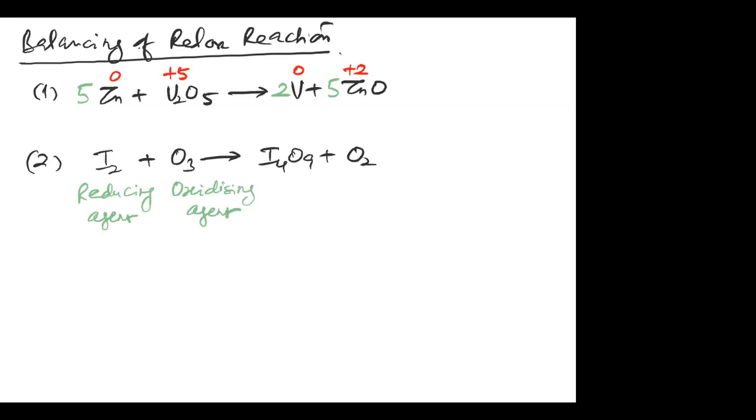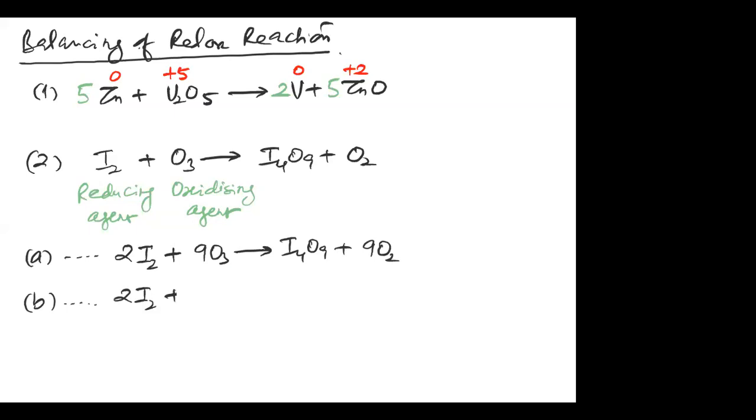As far as balancing the reaction is concerned, we can do many types of balancing here. For example, 2I2 plus 9O3 will convert into I4O9 plus 9O2. It is one of the balancings. Similarly, another balancing may be 2I2 plus 8O3 converting to I4O9 and the remaining oxygen atoms.